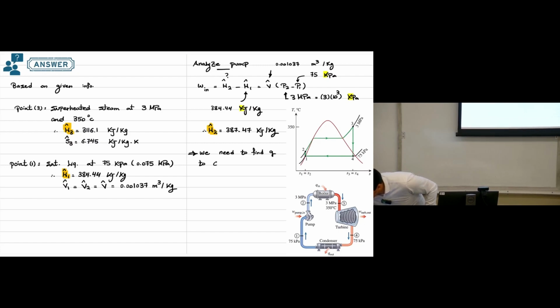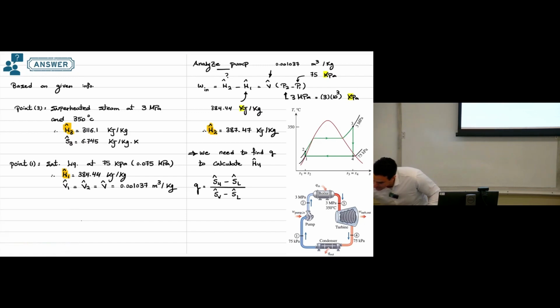To calculate H4. And what is the equation we have for quality? So this is the equation we have. Quality, this one will be entropy at point number 4 minus entropy of saturated liquid at the condenser pressure divided by entropy of saturated vapor at the condenser pressure minus entropy of saturated liquid at the condenser pressure. So this is the equation for the quality.